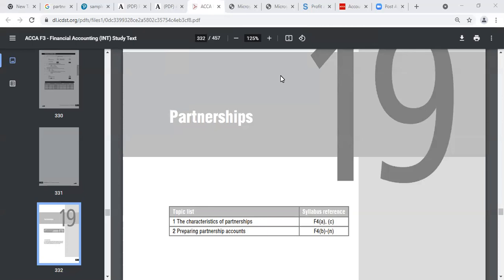Today we want to learn more about partnerships, okay? And I'm going to use this ACCA study text material, which I've also promised to share with you. I think it's the resource that I plan to share with you, okay?